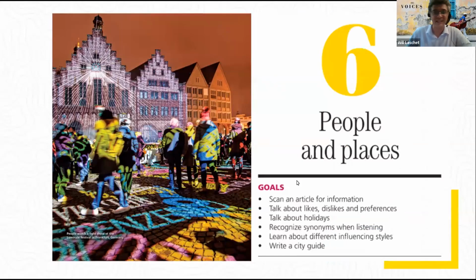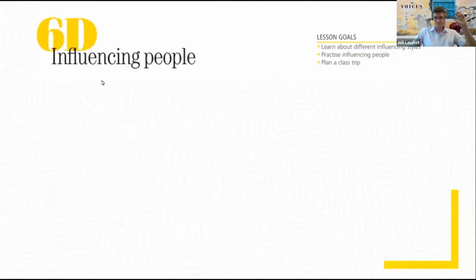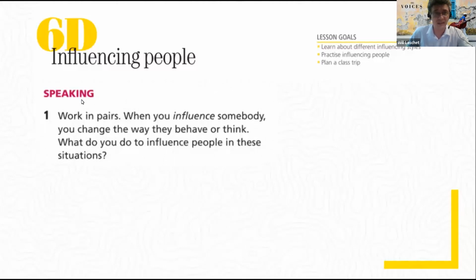So there are 6 goals in this unit, and we're going to be looking at this one, which is learn about different influencing styles. So this is lesson D of unit 6, influencing people. We can see our lesson goals on the right, learn about influencing styles. And I think it's always a good idea to start the lesson with a speaking activity, which is what every lesson in Voices does. So here, the speaking activity is talking about what do you do to influence people.